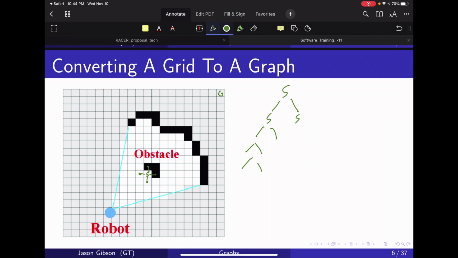And then I can just search on this graph that I've created, and find a valid path that doesn't go through the obstacles. So I can get something that looks like that. And since I've planned in this graph, I can then convert it back into this grid, and I can use path tracking like we talked about in week 7 to follow my trajectory there. This is what you're going to be doing in this week's exercise.